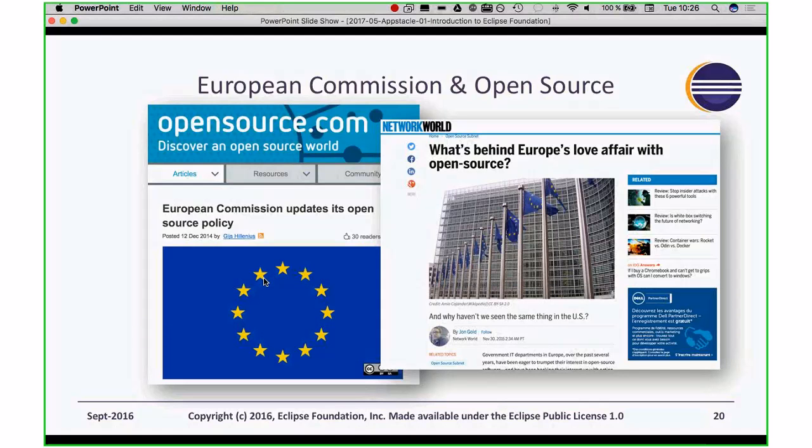As you know, the European Commission is pushing people to do open source, mainly for sustainability reasons and for investment reasons. They really want to see as many people as possible reusing the projects they put money on. So it's very important for them.